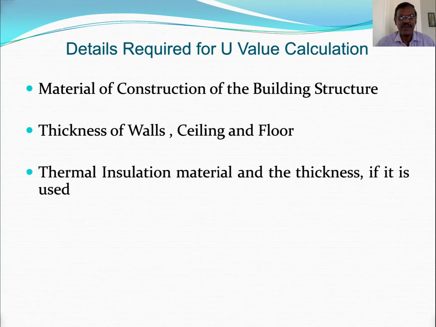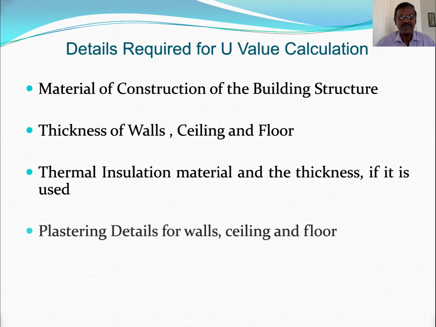Next, if thermal insulation is added, then you have to find out the insulation material and its thickness. Above all, the wall is finished with plastering. Then the plastering thickness also you have to find out from the architectural drawing, and all this information you have to note down before calculating the U value.